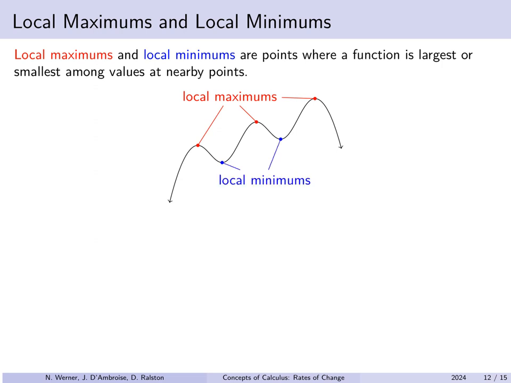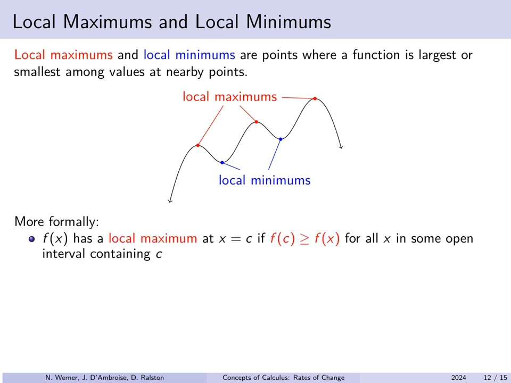If I restrict my focus to just looking at inputs close to this, the outputs I get, this is a local minimum. It's not a minimum of the function overall, but observe that this point here is not a local minimum because if I move left, I would get even lower. This point here is not a local minimum. If I move left, I would get even lower. But here, whether I move left or right, the function can only go up, so it is a local minimum.